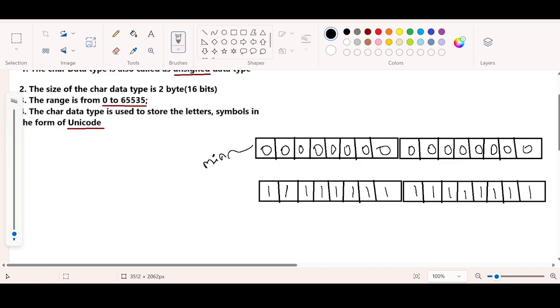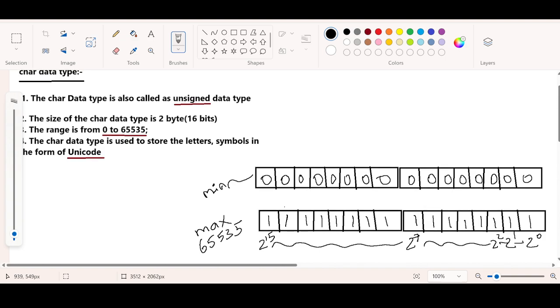What you do, you just increase the significance of 2's power: 2 to the power of 0, 2 to the power of 1, 2 to the power of 2, 2 to the power of 7, and like that you get 2 to the power of 15. If you evaluate this, you will get such a big number. What is the maximum number? In this case, you get 65,535. Okay, this is how you can calculate the range with bit manipulations.